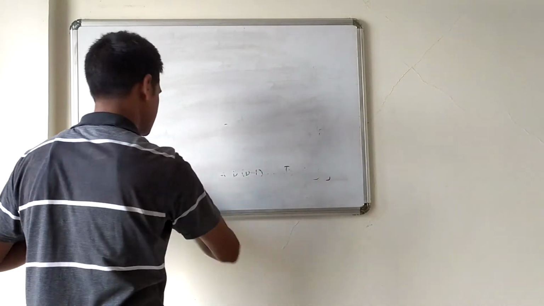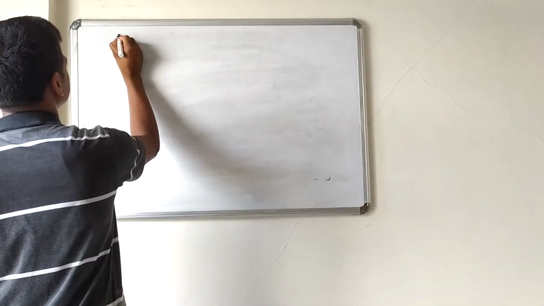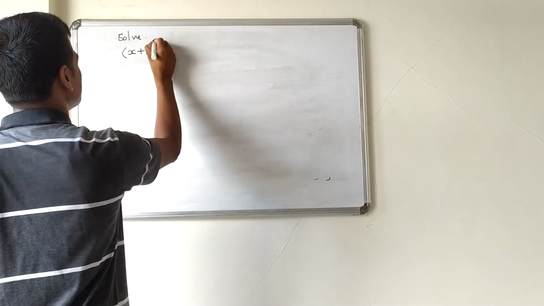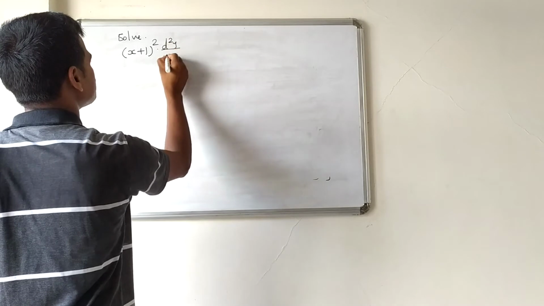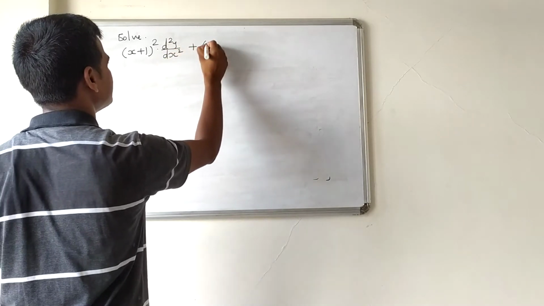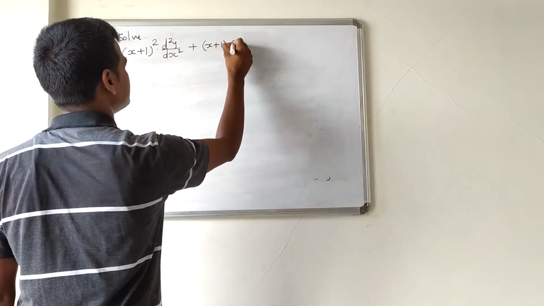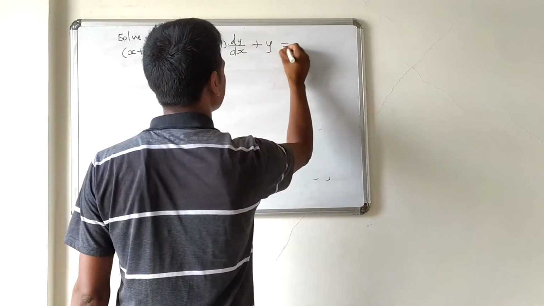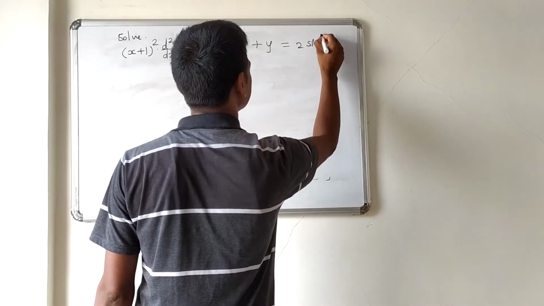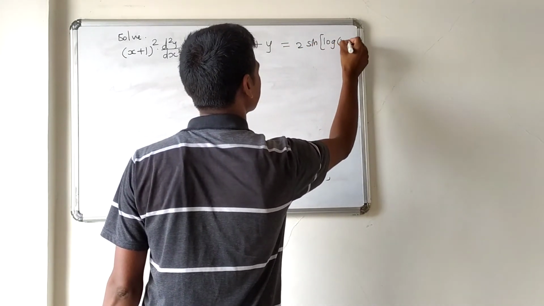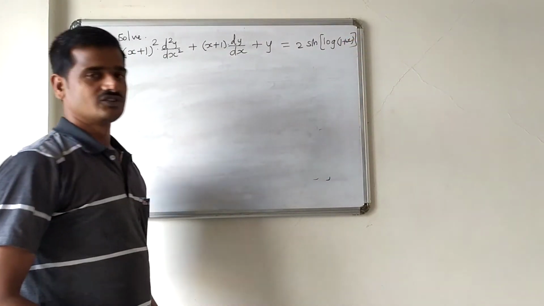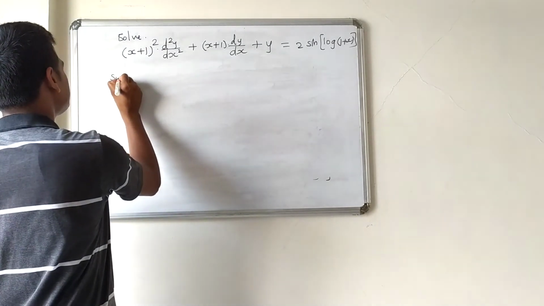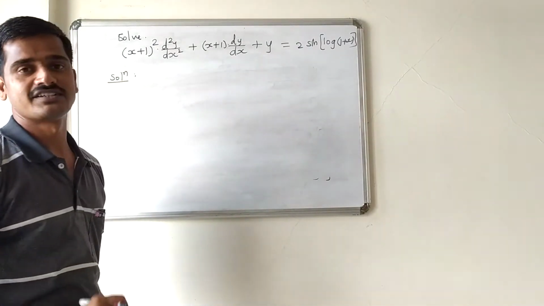Now solve this differential equation. Solve (x plus 1) whole square into d square y by dx square plus (x plus 1) into dy by dx plus y is equal to 2 sine of log of 1 plus x. Solve this differential equation. Now first of all verify, is it Legendre's linear equation?